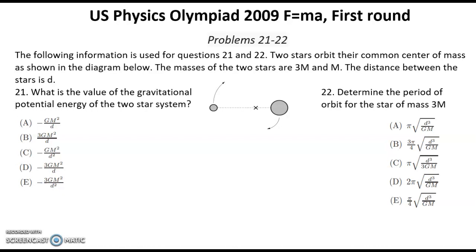Solution. Gravitational potential energy of two objects equals this expression. That's negative G multiplied by m1 multiplied by m2 and divided by the distance between the objects. In our case that will be negative 3G multiplied by m squared over d.